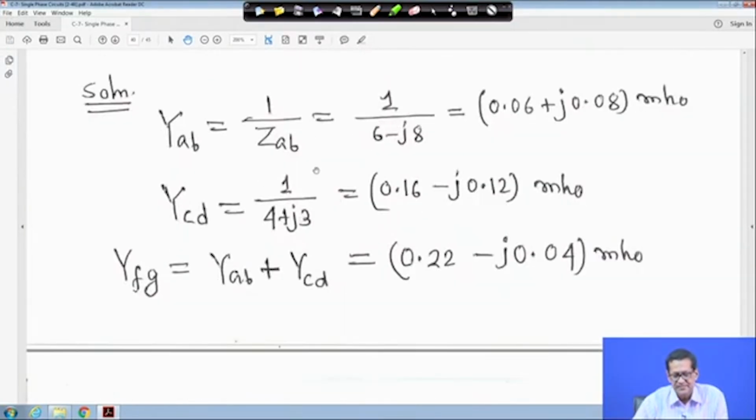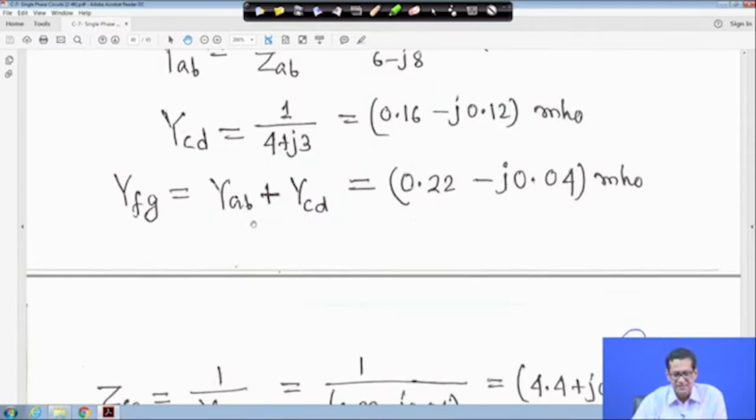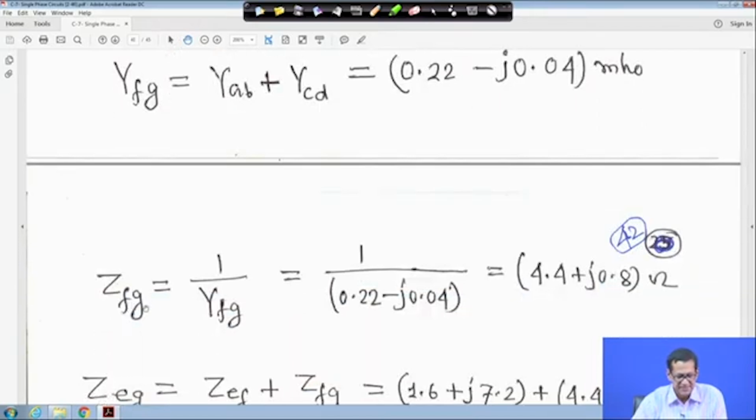So, YAB is equal to 1 upon ZAB. When you do this, please draw the circuit first, right. So 1 upon 6 minus J8, it comes to this much value. Similarly, YCD, you do it, it will be 0.16 minus J0.12 mho, right. So YFG admittance, YAB plus YCD, is this much. Now, ZFG is equal to 1 upon YFG. So it is coming 4.4 plus J0.8 ohm, right.